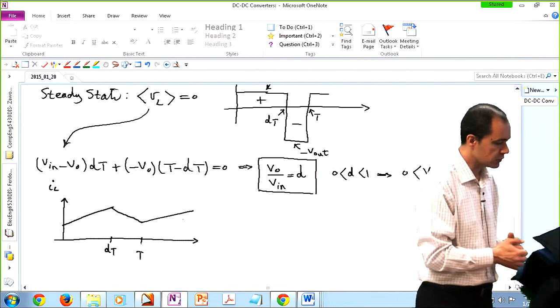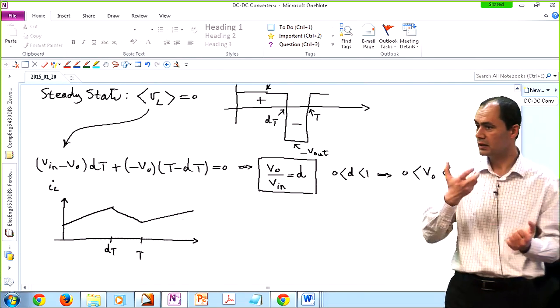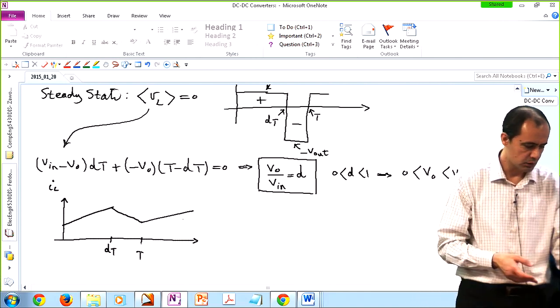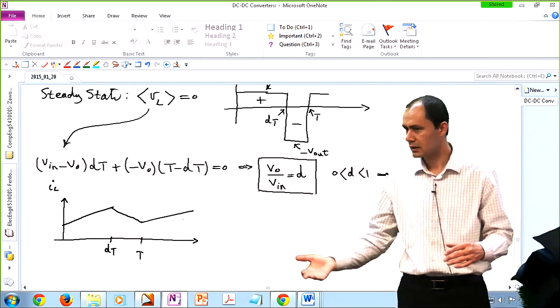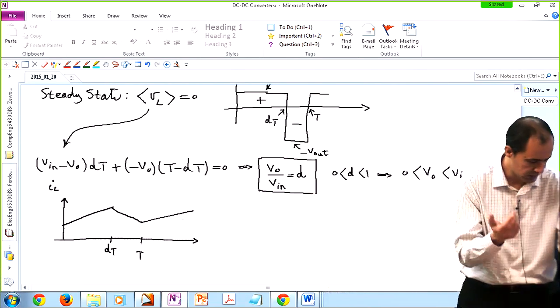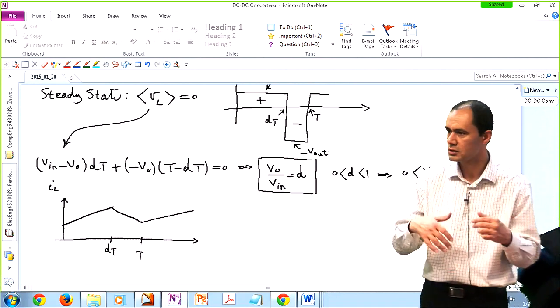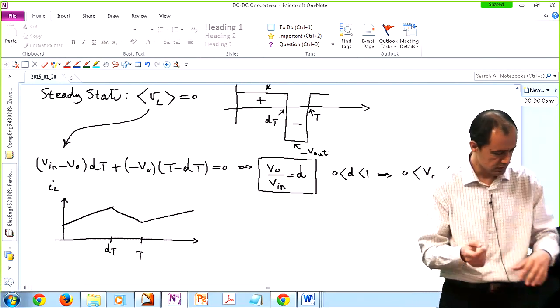In the first mode, the inductor is being energized by the source. So we're getting energy from the source and storing it in the inductor. In the second mode, we are releasing that energy to the output capacitor and ultimately the load. So the inductor is like this buffer of energy from the source to the load. Get the energy, then send it to the load. Then get the energy and send it to the load.